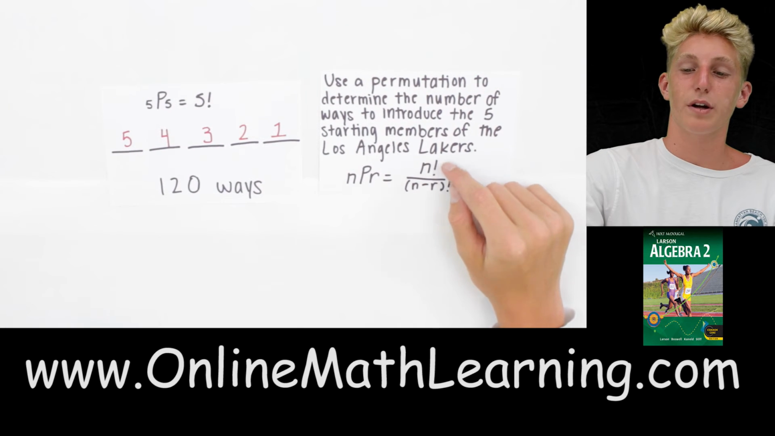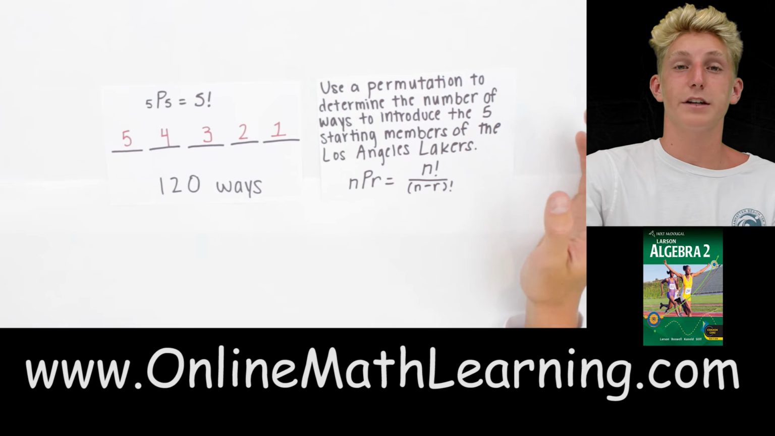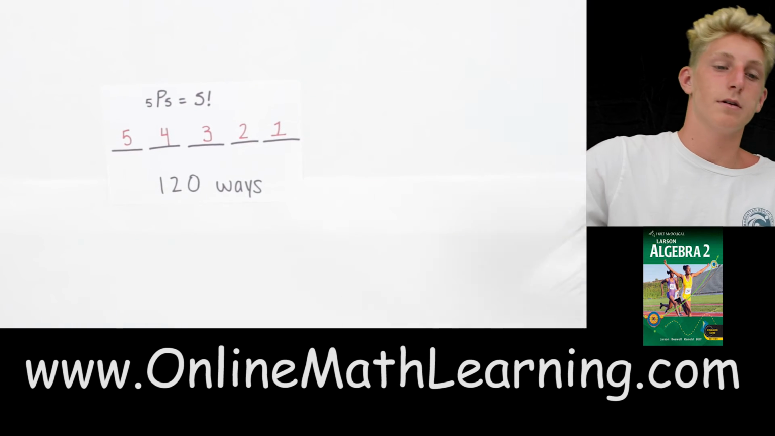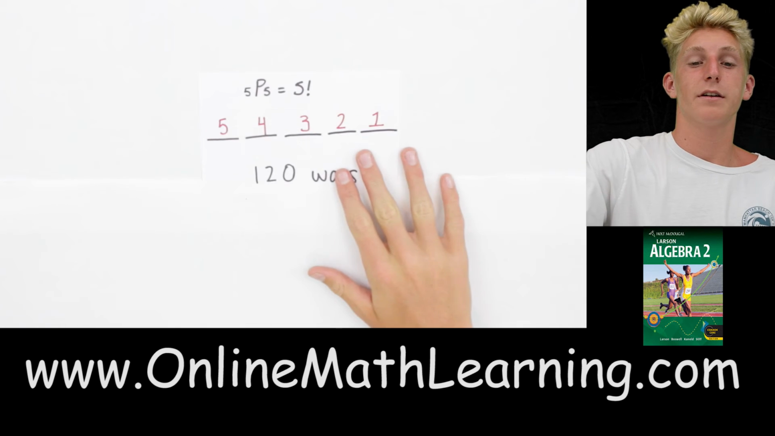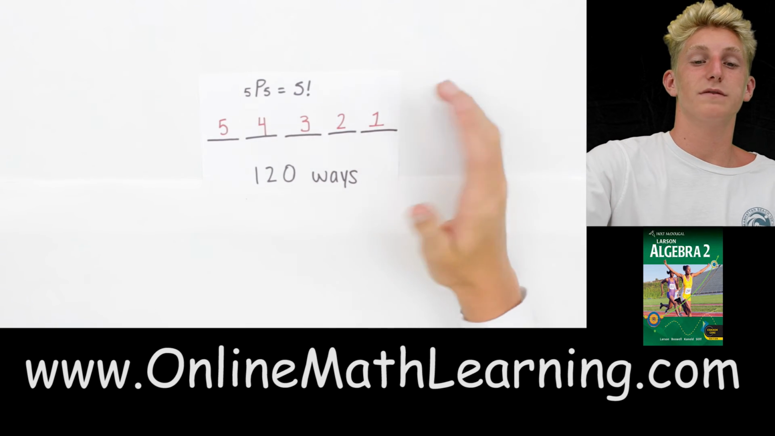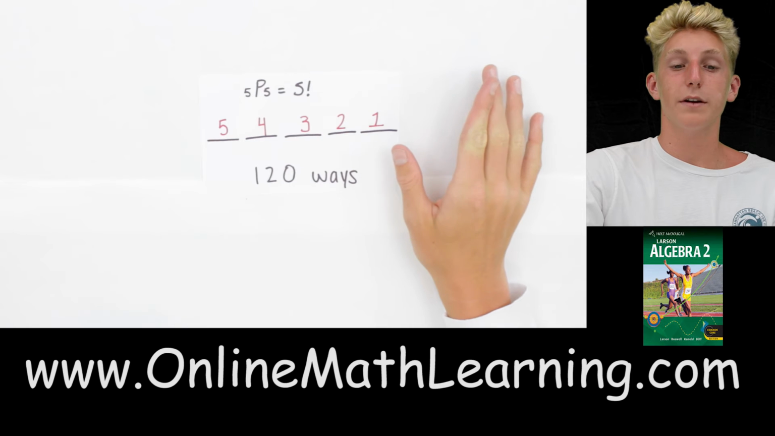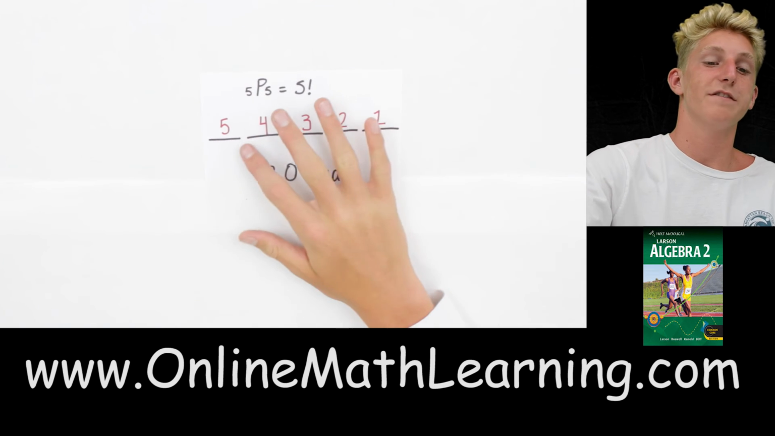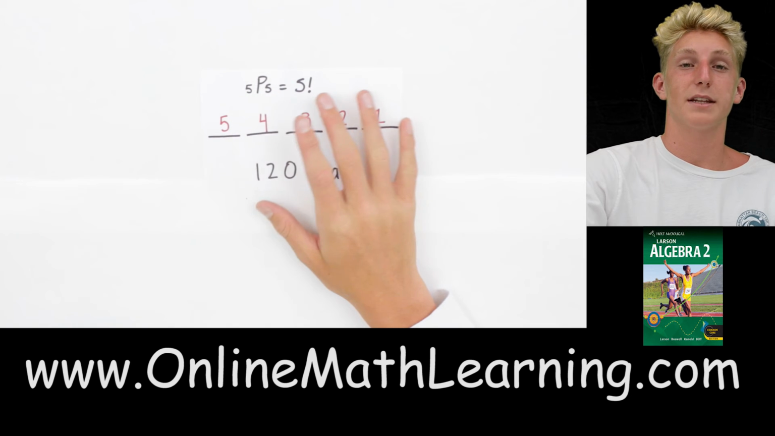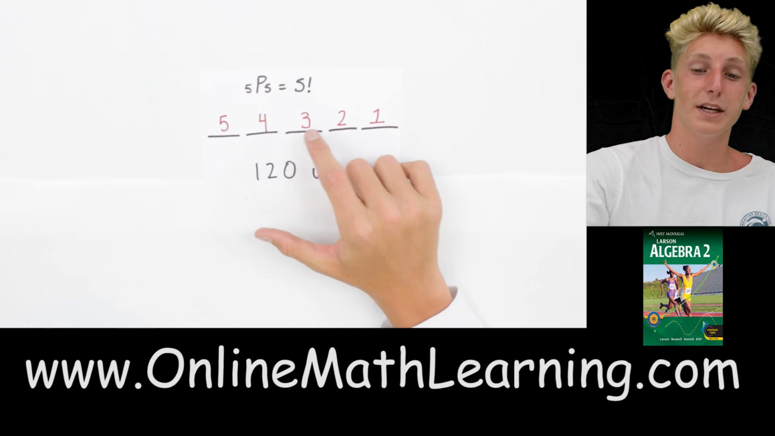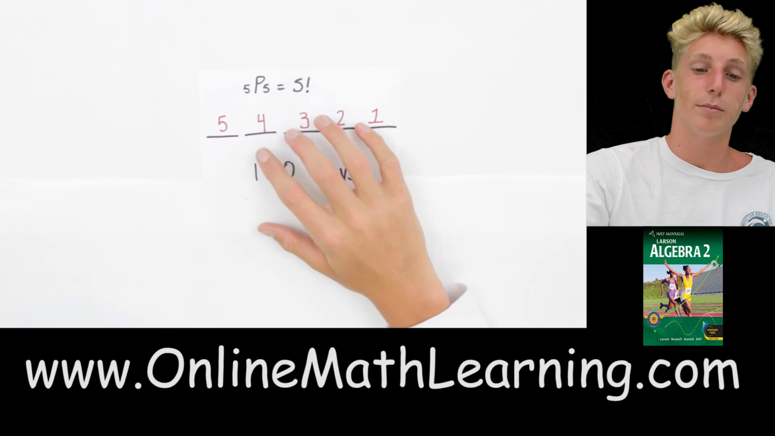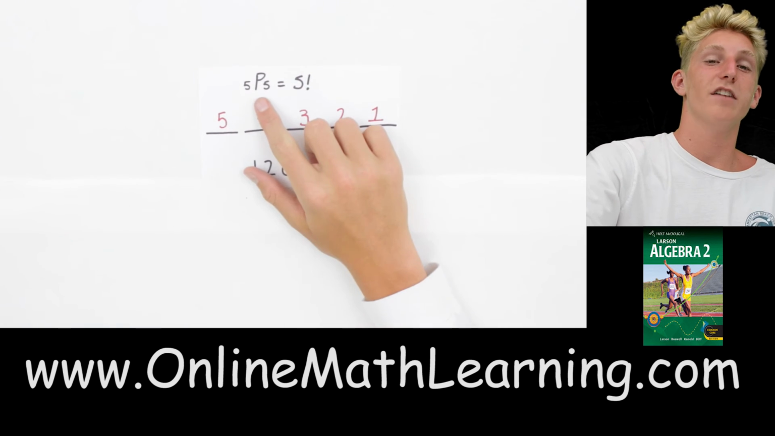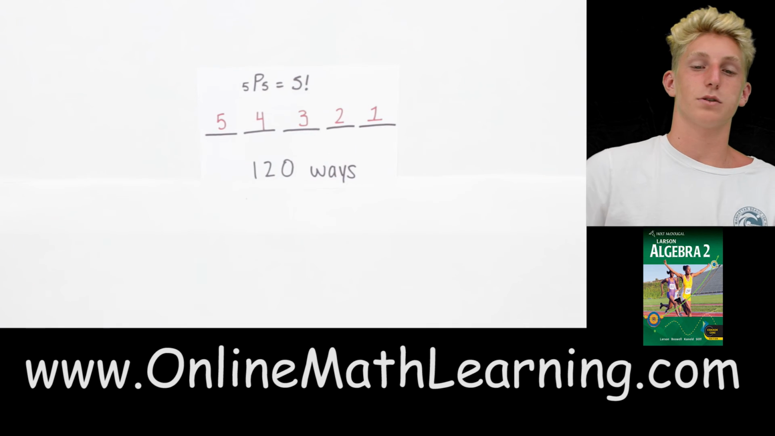Therefore, 5 factorial over 0 factorial. But because 0 factorial equals 1, the answer is simply 5 factorial. And when we do the math, 5P5 equals 5 factorial. So, another way to explain this is by using these 5 lines. To pick the first player, we have 5 options. Then, to pick the next one, we have 4. Then 3, then 2, then 1. And when we multiply these all together, we get 120 ways. So, 5P5 is the same as 5 factorial.